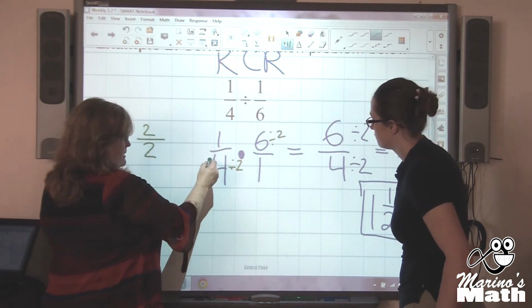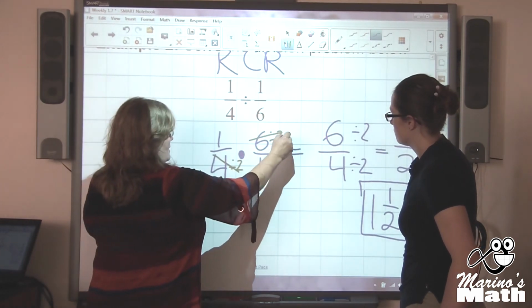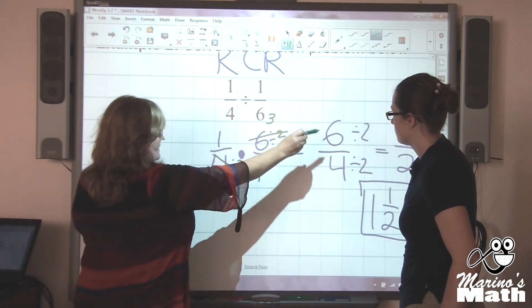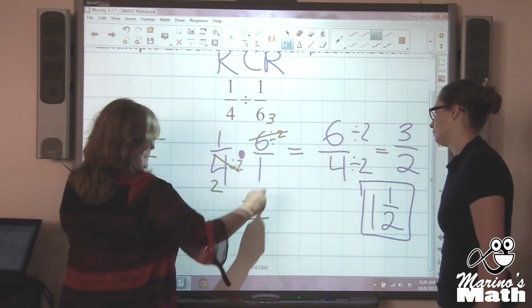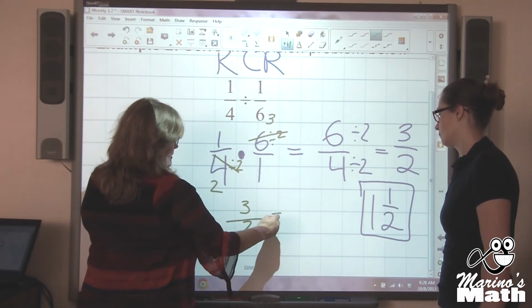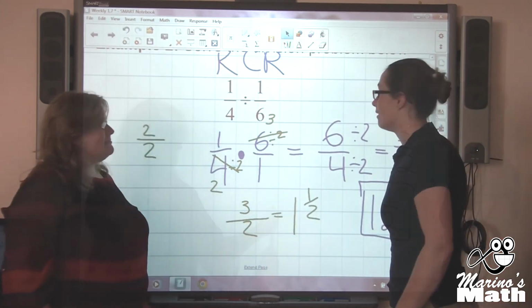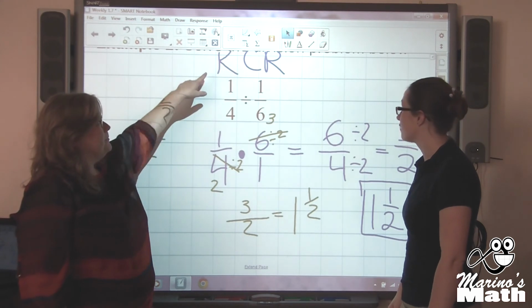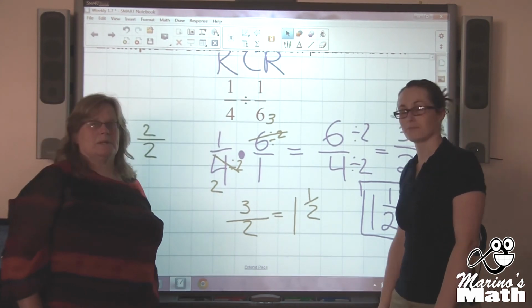Exactly. So in this case, 4 divided by 2 is going to give us 2. Up here, 6 divided by 2 is going to give us 3. And you can see if you multiply across it that way, we're going to get 3 on the numerator again, and 2 times 1, 2 in the denominator. As you say, that is 1.5. That was pretty easy. And I think we are all set. Remember KCR, keep, change, reciprocal is the key to these.